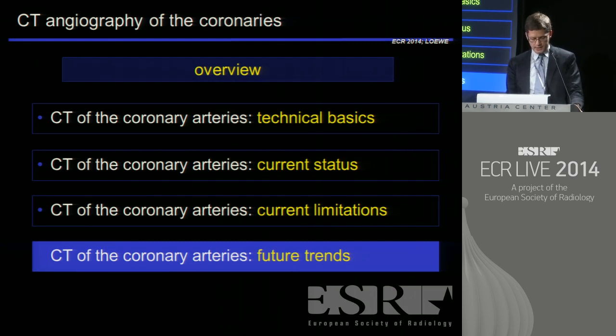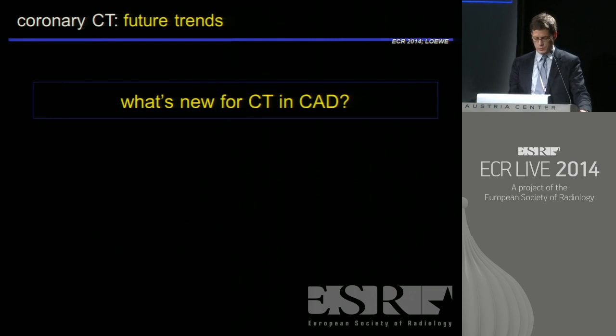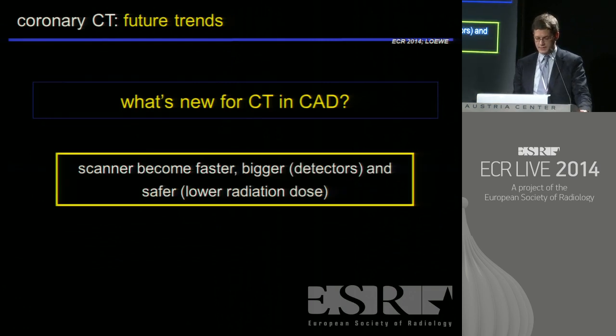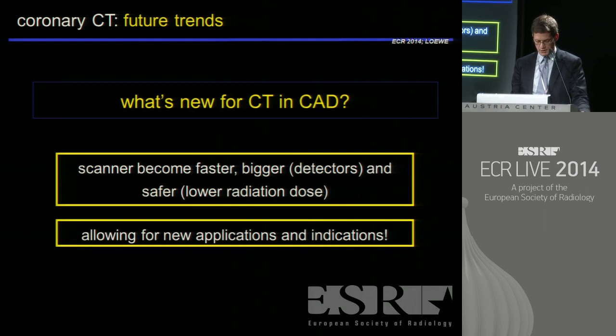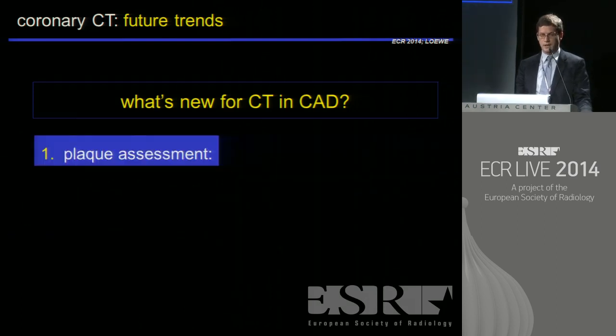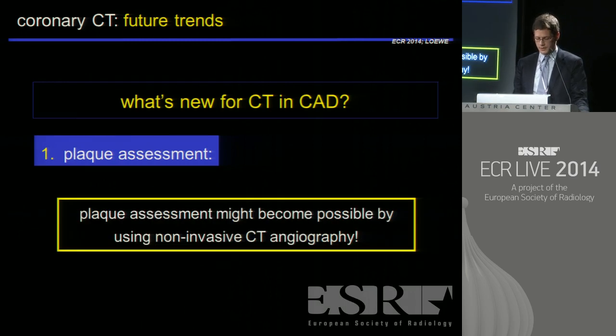What are the future trends? What can we expect in the next couple of years? What is new? The scanner becomes faster, bigger, and safer. And you can even see here in the exhibition, really fantastic scanners are shown. And of course, if the scanner becomes faster, bigger, safer, better, nicer, and whatever, this allows for new applications and indications. What will come up is plaque assessment, which could be a very important thing.